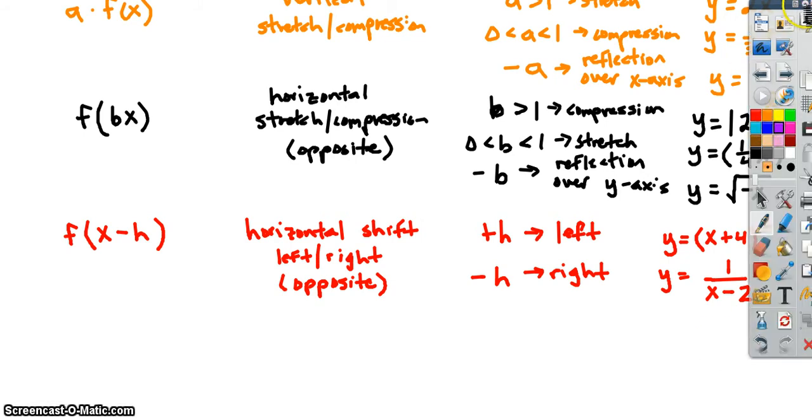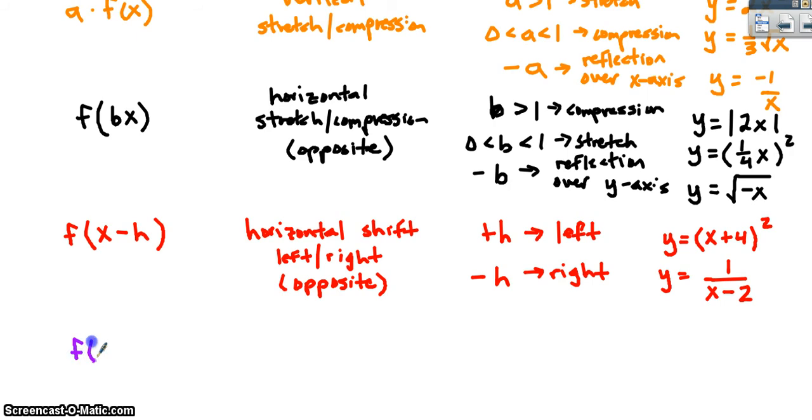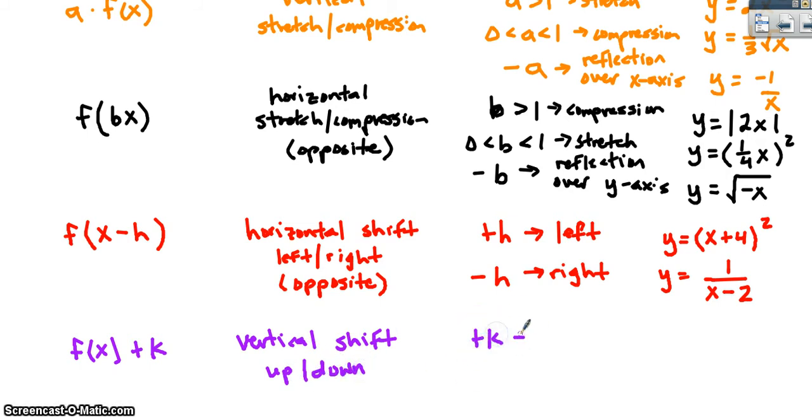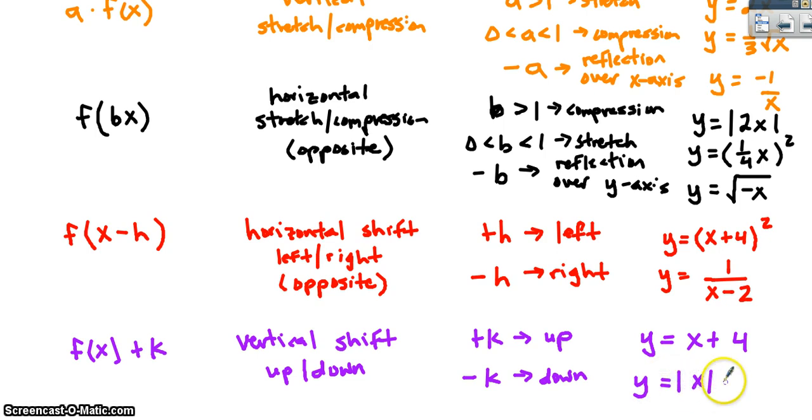Last one is k. So f of x plus k is on the outside of the parentheses. This is your vertical shift. So that's up or down, and it is not opposite. It is normal. So positive k, you're going to go up. Negative k, you're going to go down. So y equals x plus 4 moves the parent function up 4 units. Y equals the absolute value of x minus 7 moves that parent function down 7.